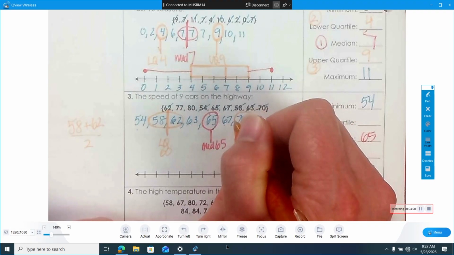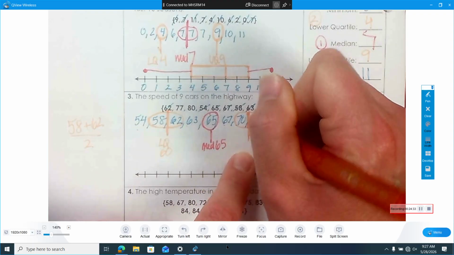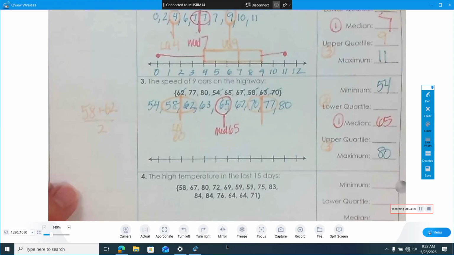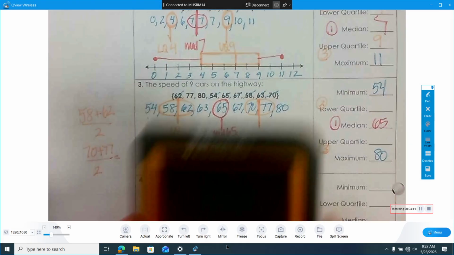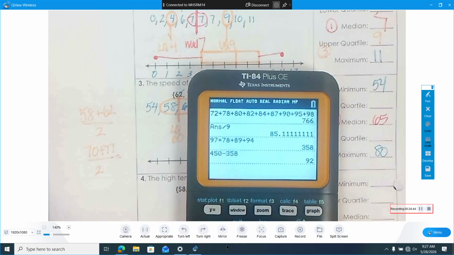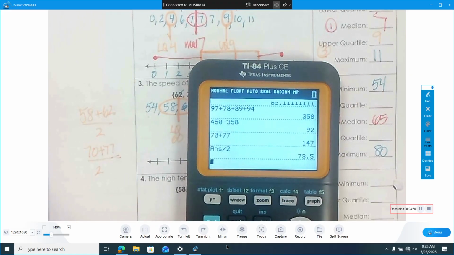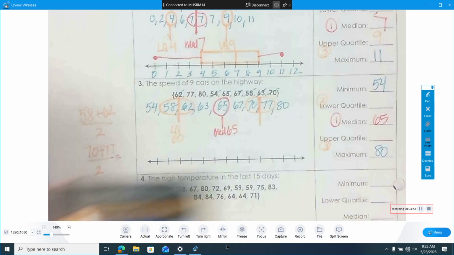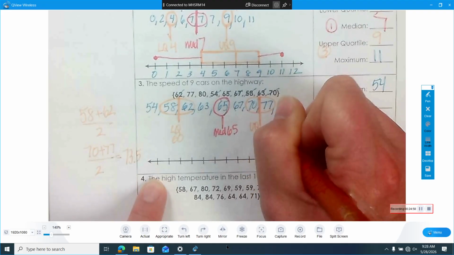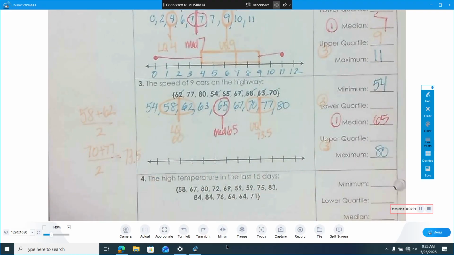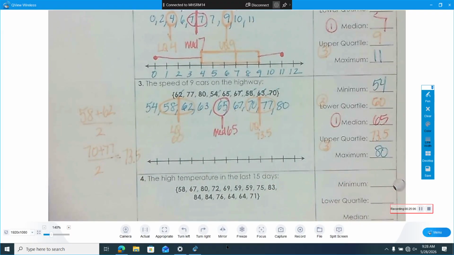And then, like this one, on the upper quartile, we're between 70 and 77. Well, how do we figure that out? Add and divide. So 70 plus 77 divided by 2. I need my calculator for this. All right, 70 plus 77 divided by 2, so we get 73.5. So that is our upper quartile, 73.5. So 73.5 and 60.